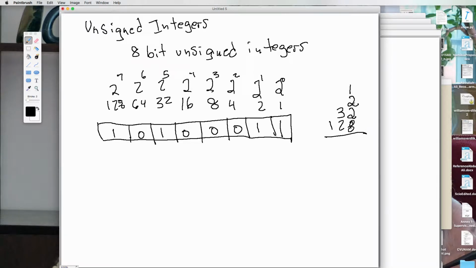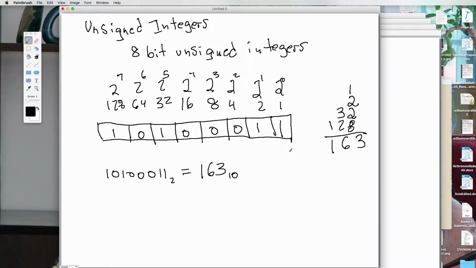So that's 8, 9, 10, 11, 12, 13, 3, carry the 1, that's 4, 5, 6, that's 163. So in other words, 1, 0, 1, 0, 0, 0, 1, 1 in base 2 is equal to 163 in base 10. And I think that that's pretty simple. I think that you folks can figure out other things like that.